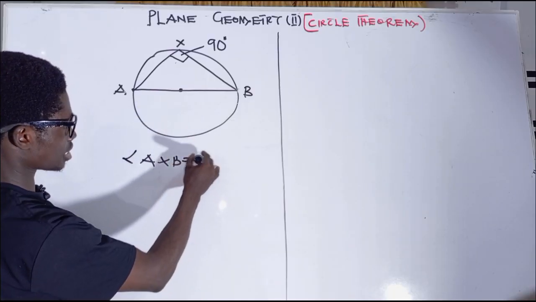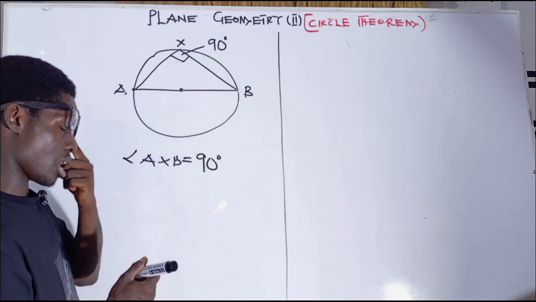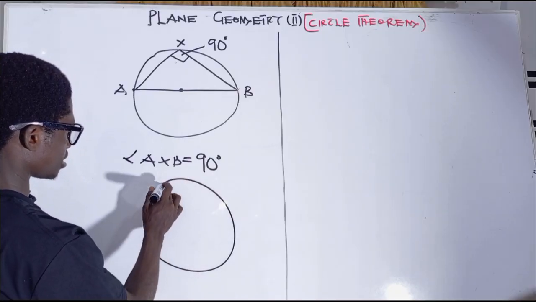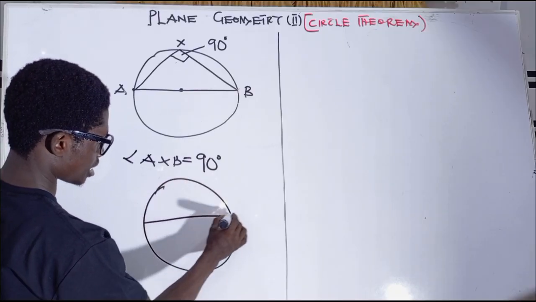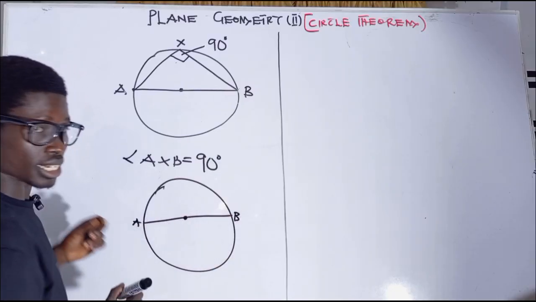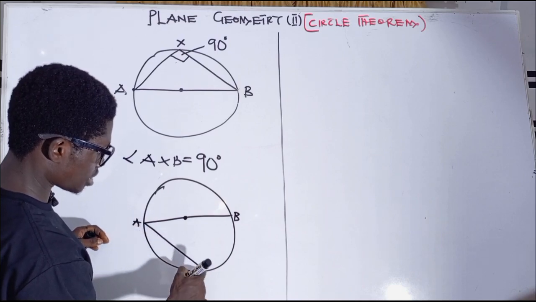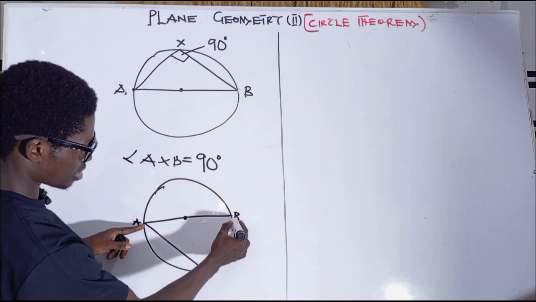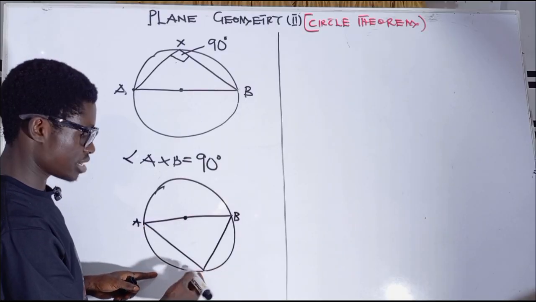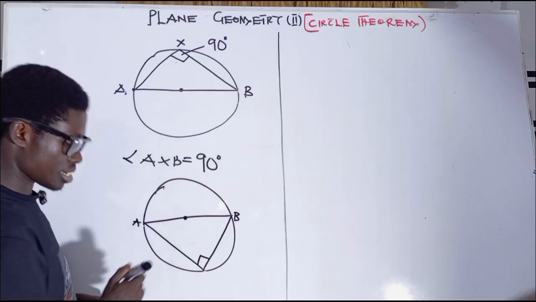Remember, we are saying this is 90 degrees. Now the diagram for theorem 1 can be drawn in this form as well. We can draw it like this. So we have our diameter AB. Remember that AB must be a diameter. And then we have a center. Now we can draw a chord from one end of the diameter and then another chord from the other end of the diameter. Since they are meeting at the circumference, the angle here is 90 degrees.